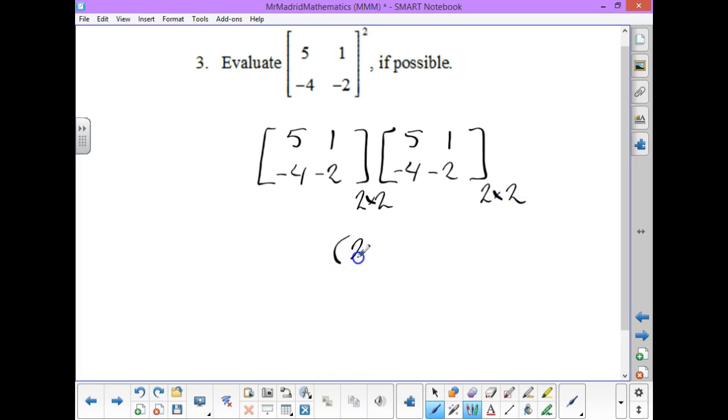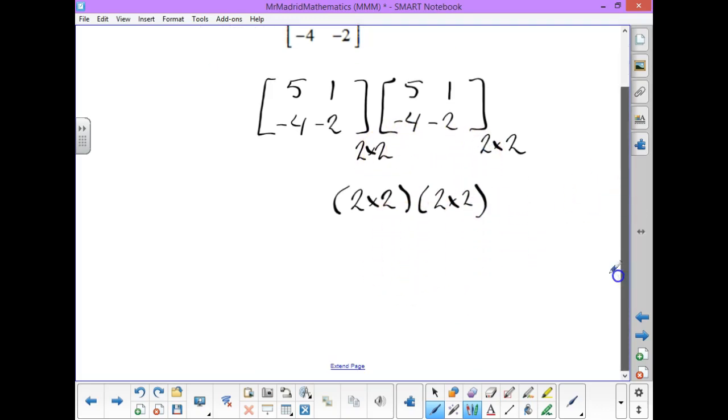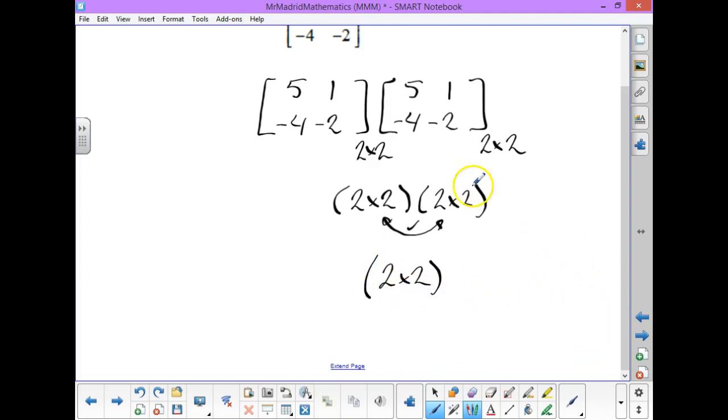Therefore, to check if this is possible, I'm going to put this one first and this one second. They're the same, but I still run the same test. The inside is a match, so yes, I can create the product, and the product itself is the dimensions on the outside, which would be a 2 by 2. So I would put those in the calculator as 2 by 2s, enter the corresponding values, and I should get a matrix that is 2 by 2, because that's what the dimensions tell me.